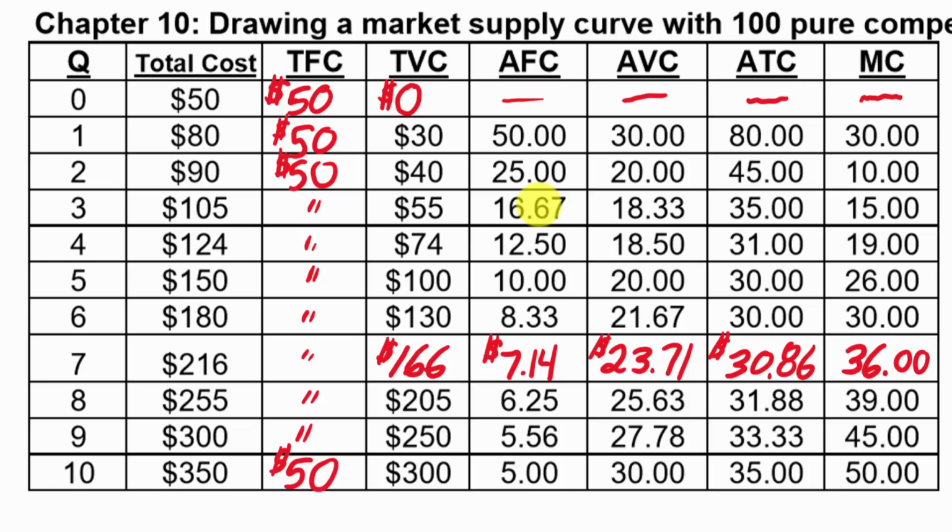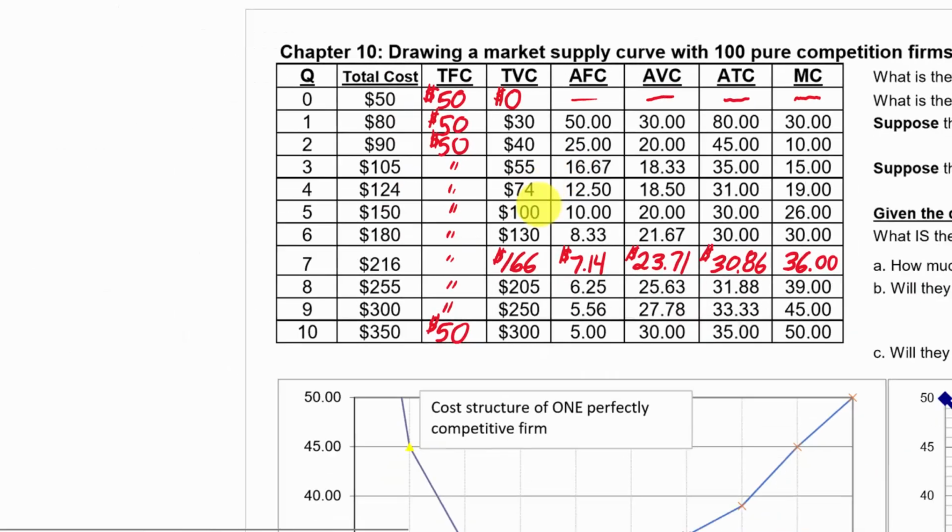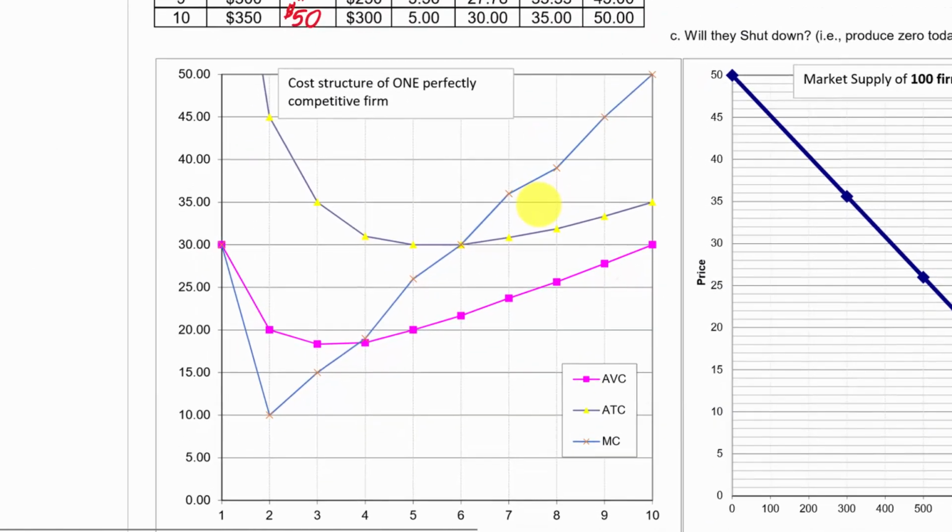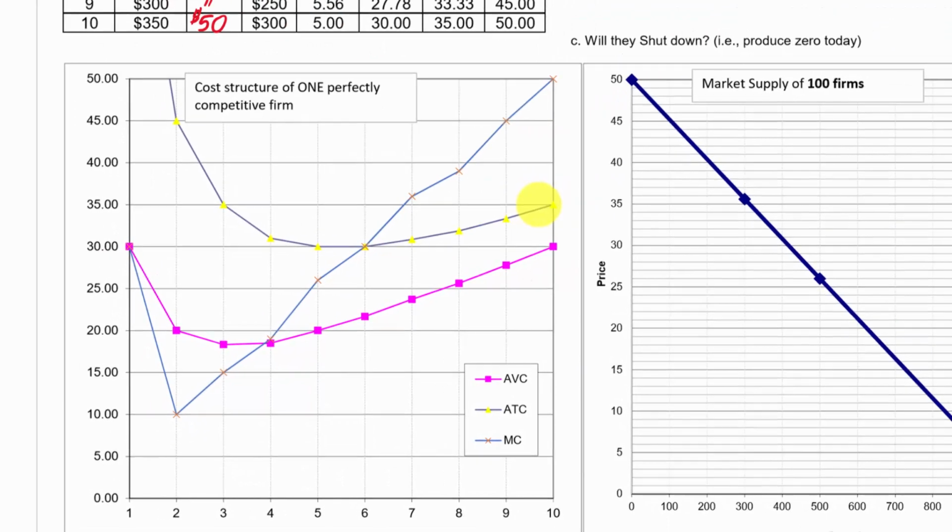So now that we've got our table filled out, and we've reminded ourselves what everything means and how it's going to be calculated, we'll look at our graph just to remind ourselves of the shapes of these curves that we should always expect. The marginal cost kind of looks like a check mark shape. The average total cost and the average variable cost have that kind of U shape, although one side of the U is going to be stretched out to the right.